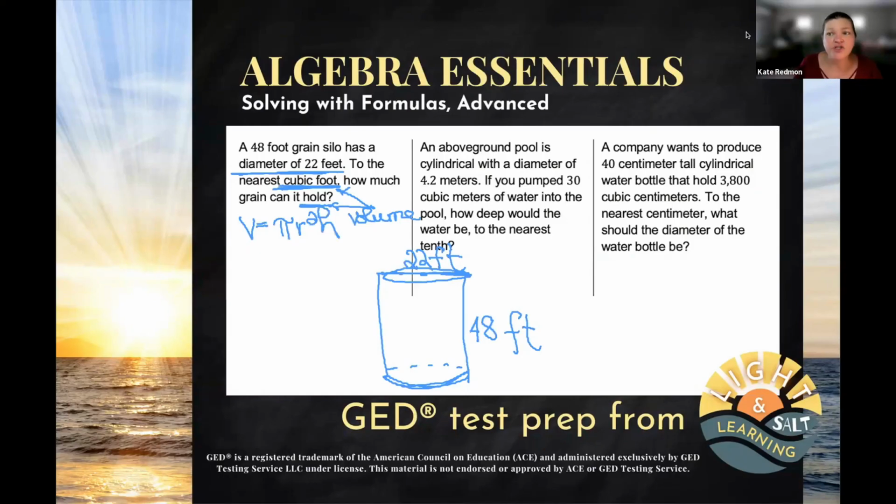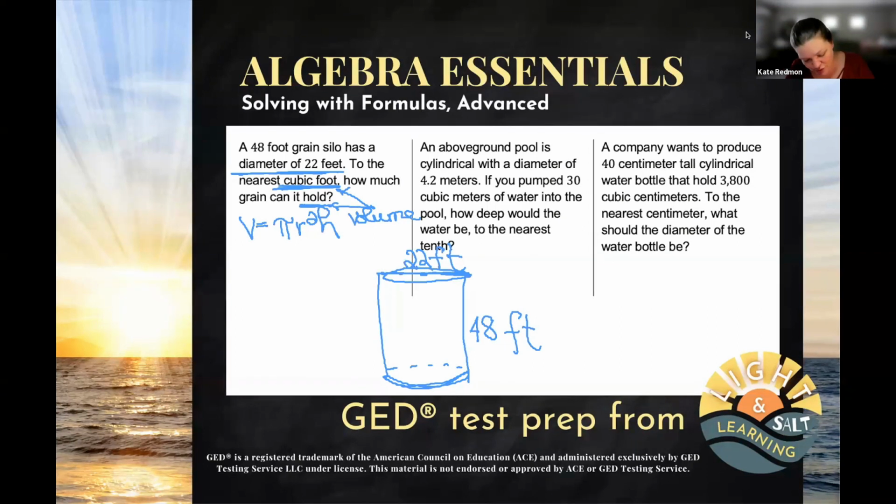Now, a lot of students, a lot of you guys, my advanced students, this is why you're cocky. You figured out that the grain silo was a cylinder. You figured out this is volume. You wrote down the right formula. You got so super duper excited. You're like, I remember everything Kate taught me. And this is what you mess up.